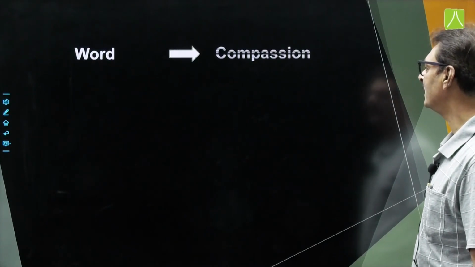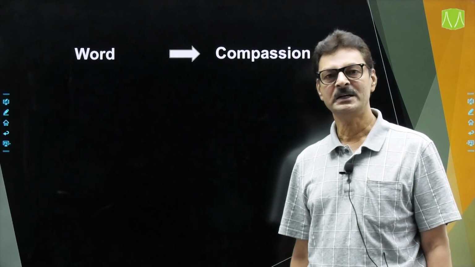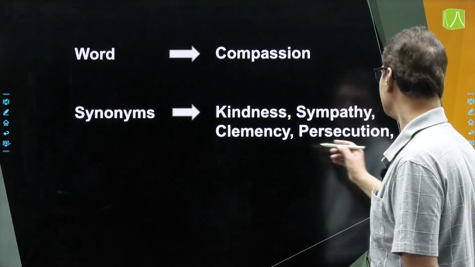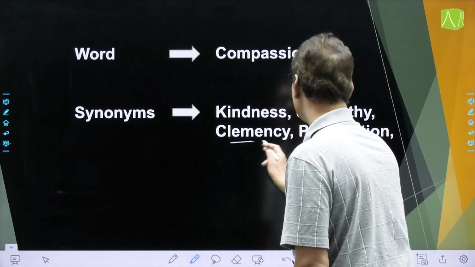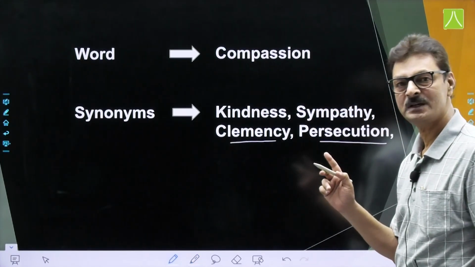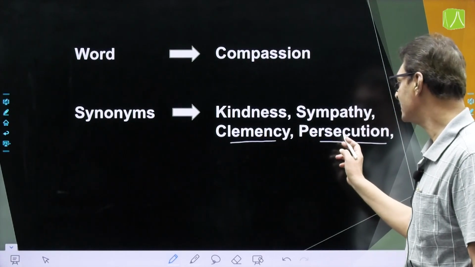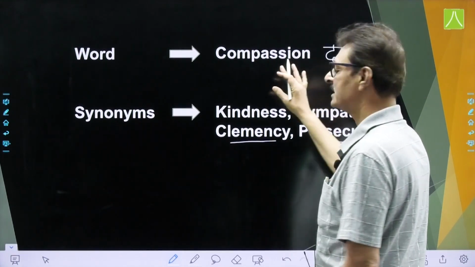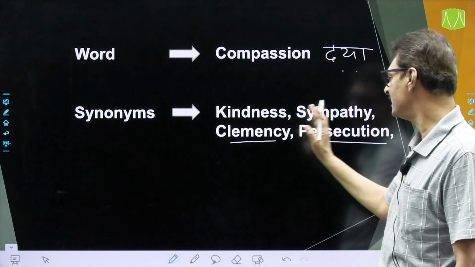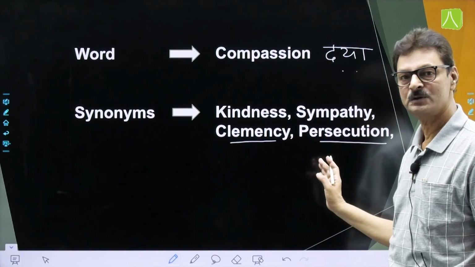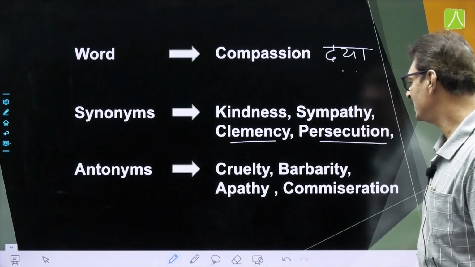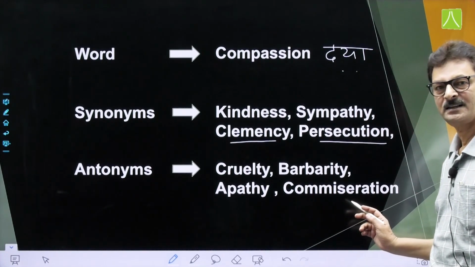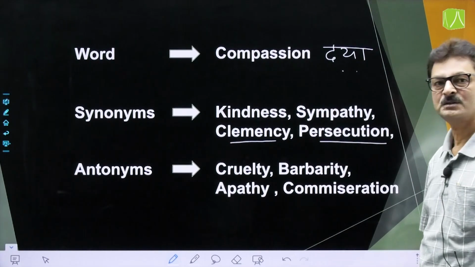And the last one for today, compassion. What is compassion? Compassion is daya, pity, kindness, sympathy, a nice word, clemency, persecution. It is not prosecution. Prosecution तो punish से हो जाता है. This is persecute. Compassion, Hindi meaning daya. Compassionate, dayalu. Synonym will be kindness, sympathy, clemency or persecution. And the opposite will be cruelty. Barbarous किया था, barbarity, apathy or commiseration. So these are a few antonyms of this word compassion.